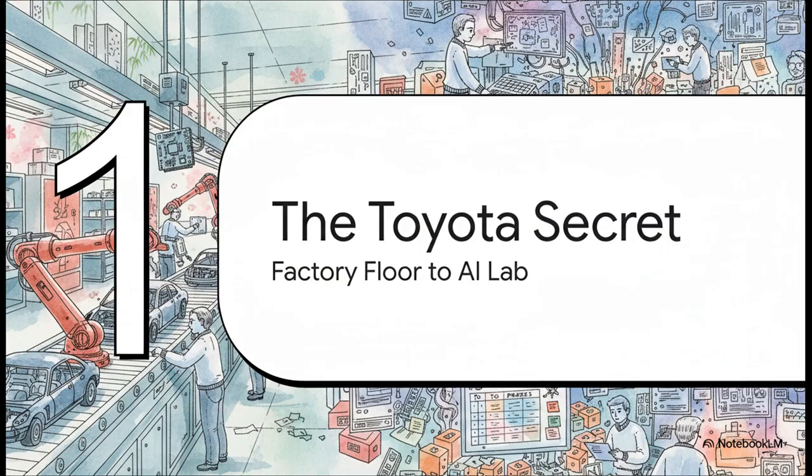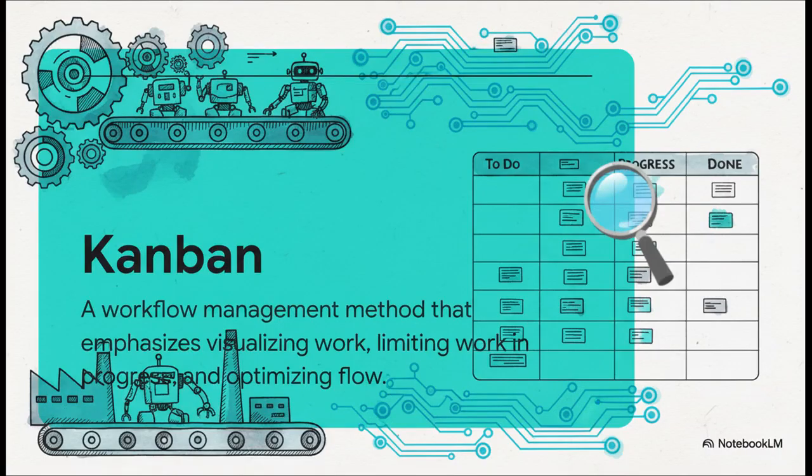Well, the solution, and this might surprise you, doesn't come from some hot new software trend. Nope. It comes from the factory floor of one of the most efficient car manufacturers in the world. We're going to take a page right out of Toyota's playbook and apply it to the AI lab. And that solution is Kanban.